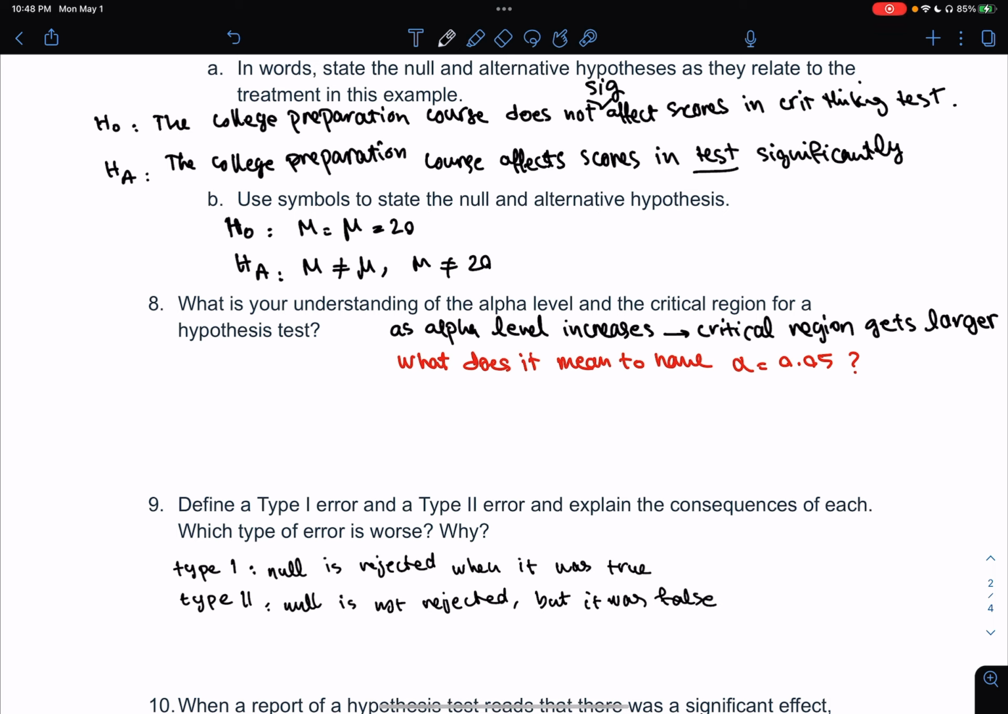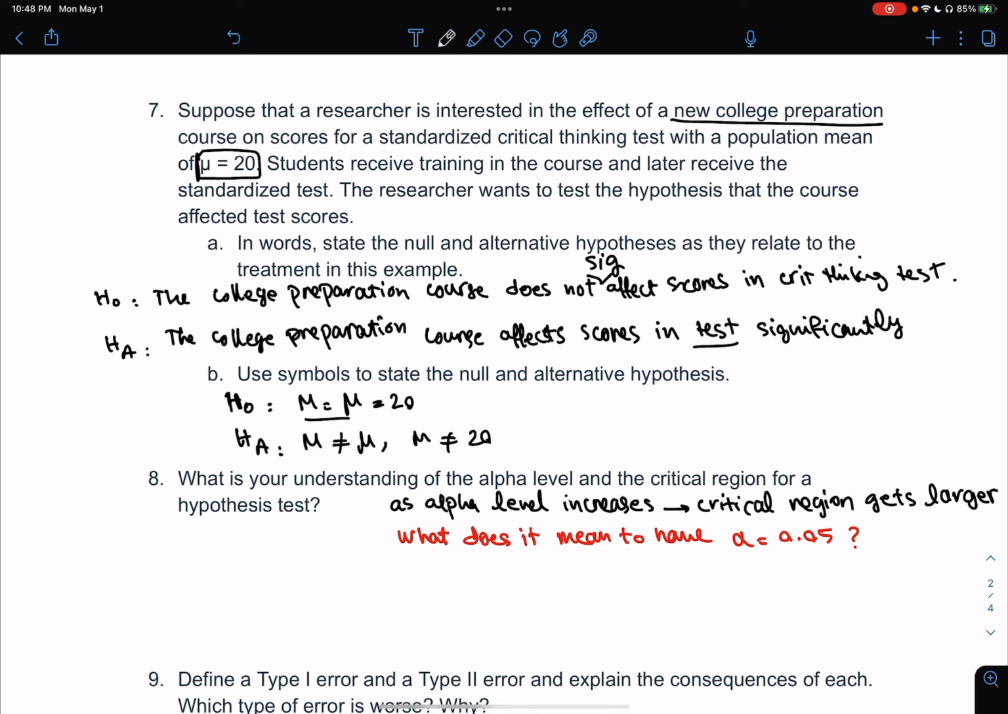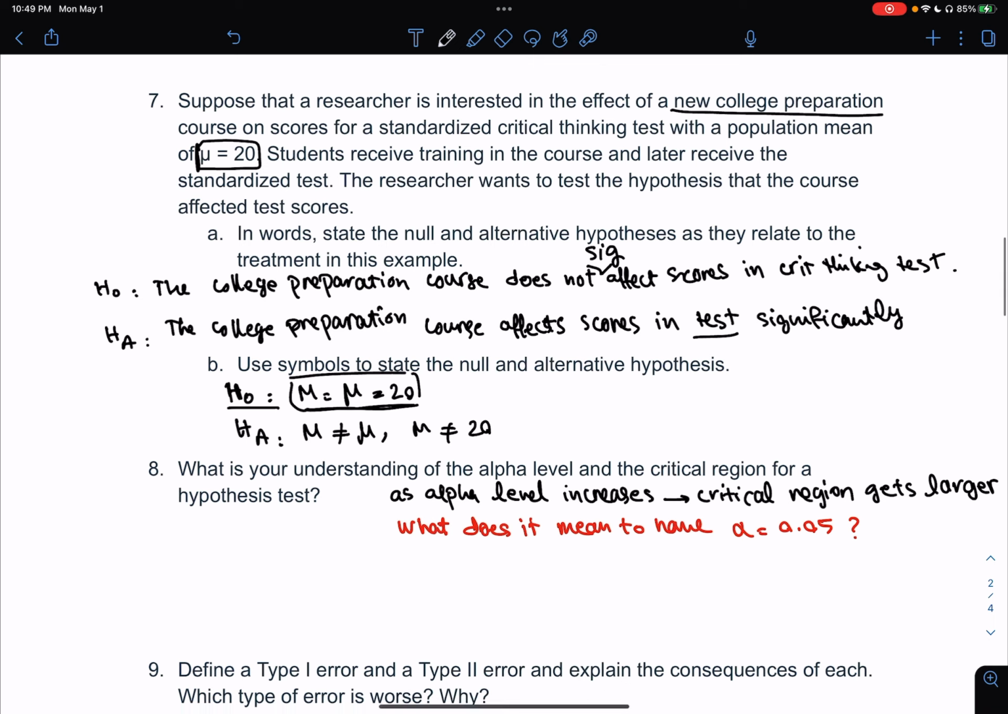So the null hypothesis means that the question gave us the mean for the population. So the null hypothesis is that the mean of the people or the sample who took the course will be the same as the population mean. This tries to say that basically the course did not affect the mean of the sample. And this is how you describe the null hypothesis.